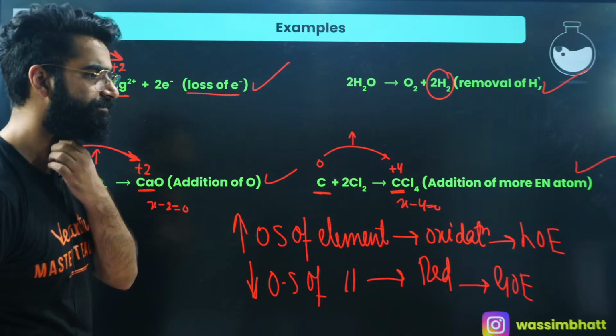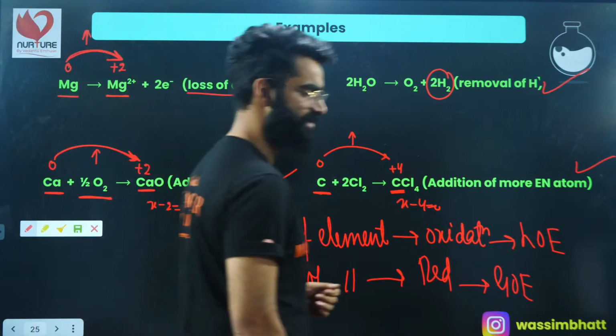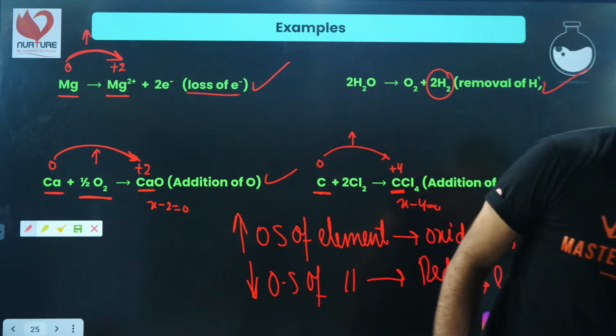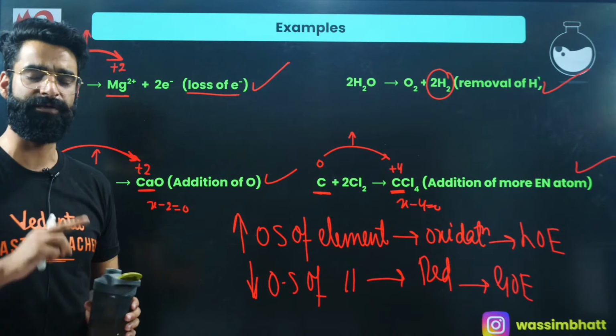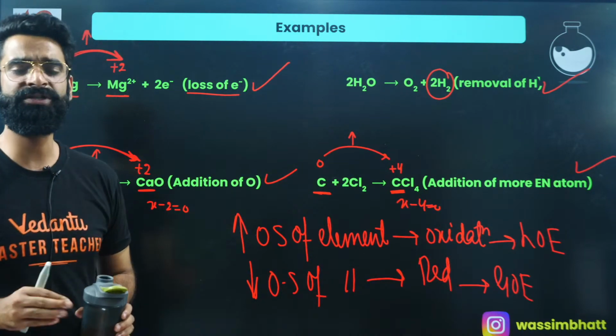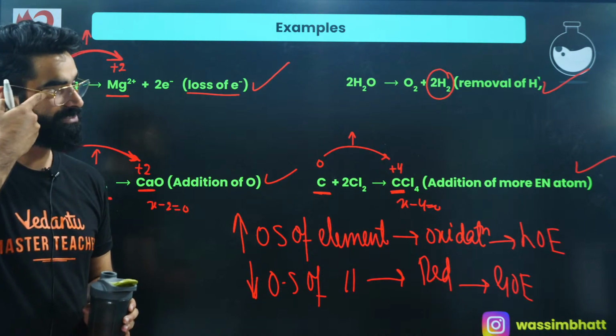Okay? Yeah? Yes, Vivek, exactly. I'm sure this is clear to everyone. So increase in the oxidation state of an element is what we call oxidation. Decrease in the oxidation state of an element is what we call reduction. I want you guys to remember this thing over here, right?